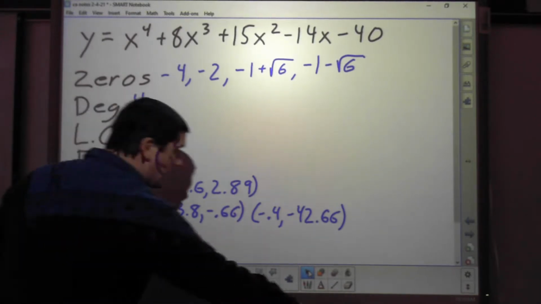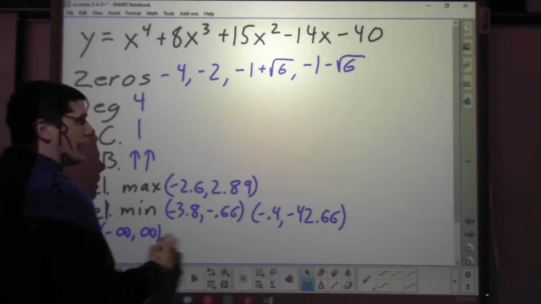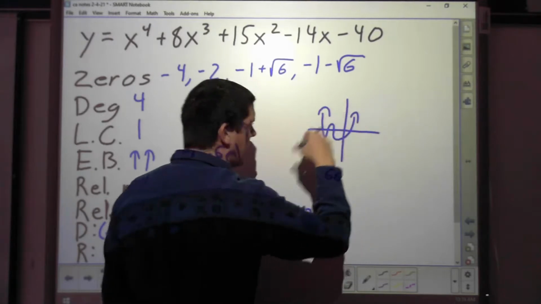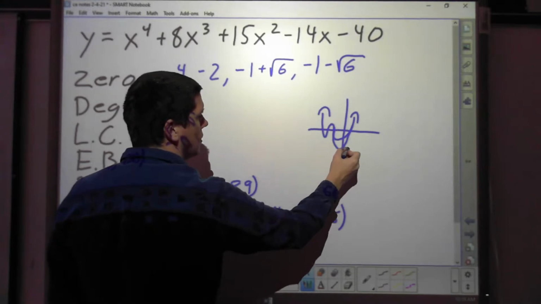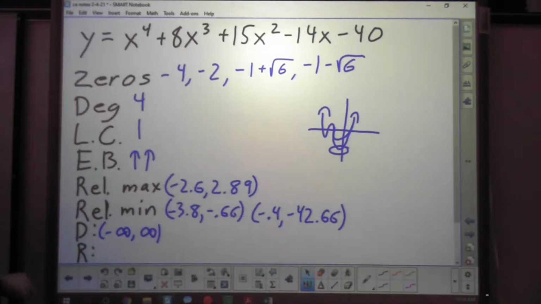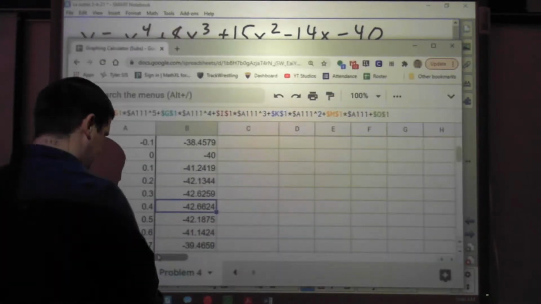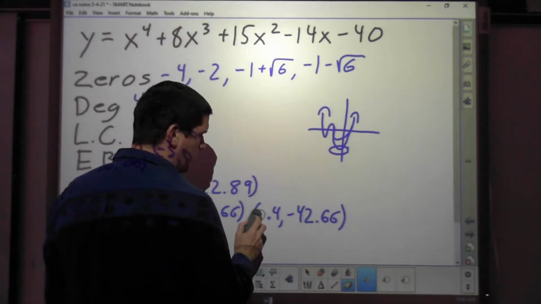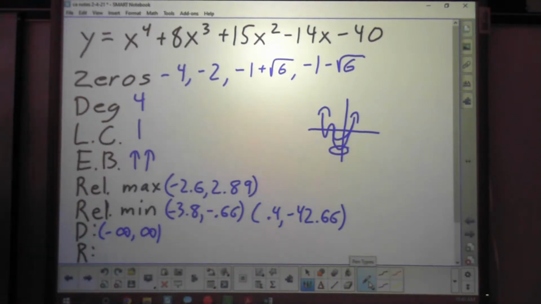Now for domain, again, easy point. Negative infinity, positive infinity. Again, if I did just a quick makeshift graph here, something like that, this guy went way lower. So I'm looking for how low that point went. It wasn't negative. Why did I write negative? Sorry, folks. That's not a negative 4. My apologies. Copy that down. 0.4, comma, negative 42.66.